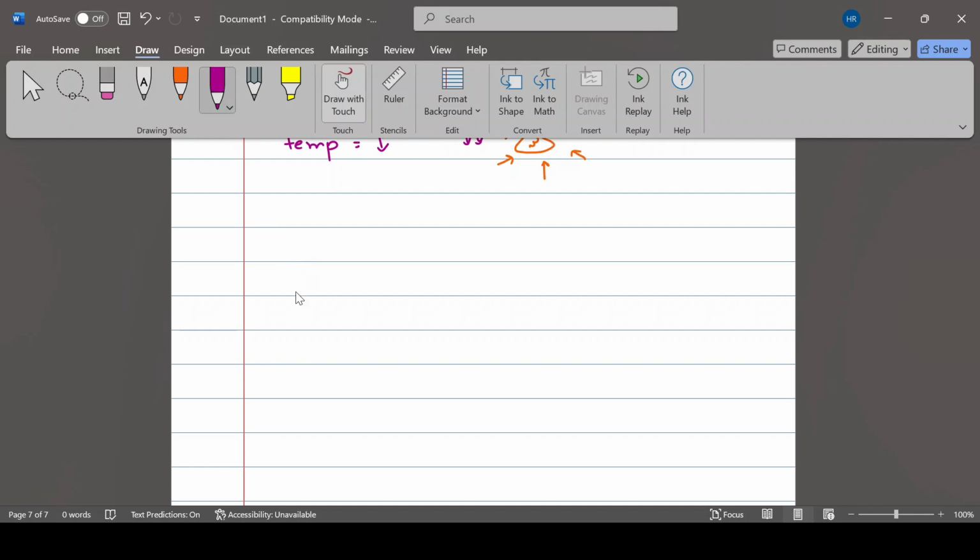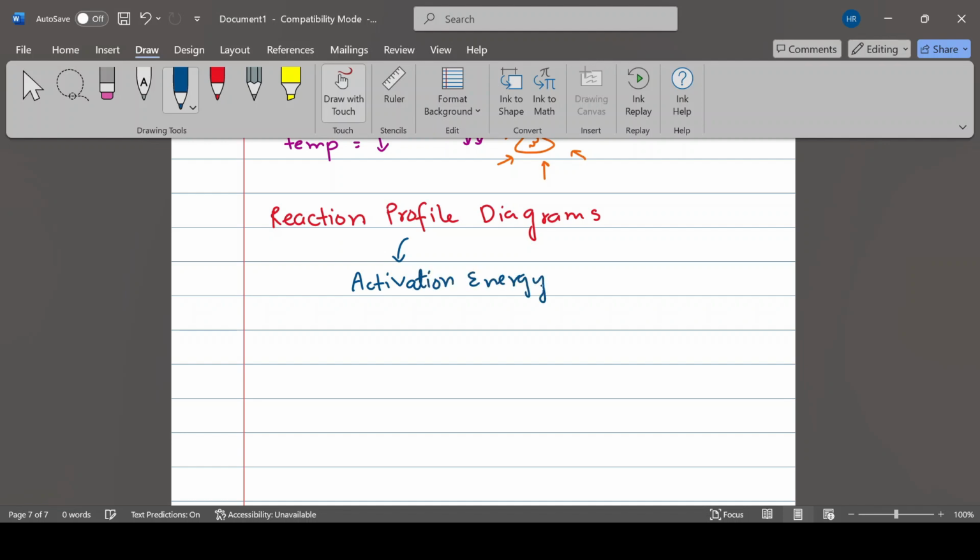Now, the next thing is we use some diagrams called reaction profile diagrams, and we use these to show the relative energies of the reactants and the products, and what exactly is happening as an endothermic or an exothermic reaction progresses from the reactants to the products. In order to understand the reaction profile diagram, let's first discuss two more concepts: activation energy, and then collision theory. It will make it easier to understand the reaction profile diagram. Let's first start with the collision theory.